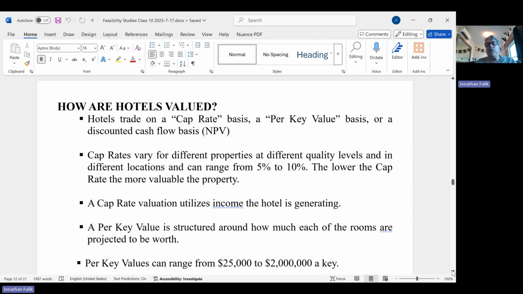So cap rates for different properties, again, could trade anywhere from 5 to 10%, right? Depending on whether it's a cap rate on last year's income or next year's income. Is the property renovated? Is it a luxury hotel? Is it new? Is it not? Does it need renovation? A lot of things go into it. Same thing on a per key value, you can't actually tell what's happening by just looking at per key value.